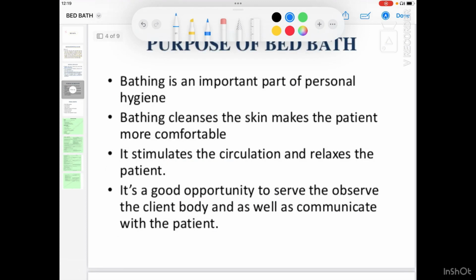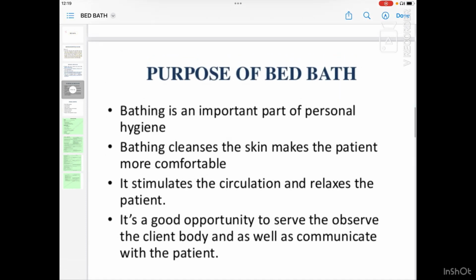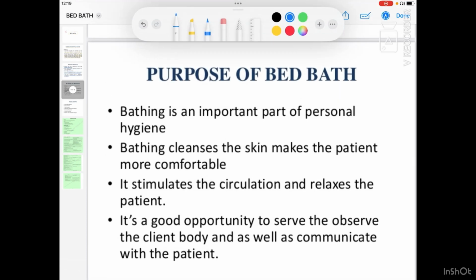Okay. So next one is the purpose. Why are we giving the bed bath to the patient? Is there any purpose? Yes, obviously there is a purpose. Bathing is an important part of personal hygiene, right? So everyone should bath daily, right? I know you all bath. So here the patient also should bath. Otherwise, what is that? That's the personal hygiene. We will get bad odor.